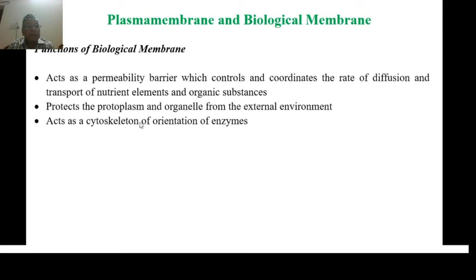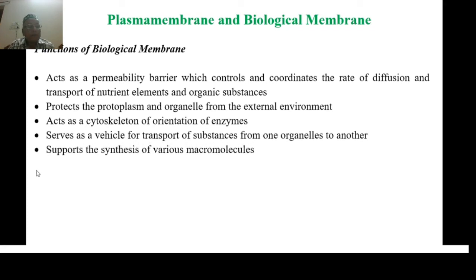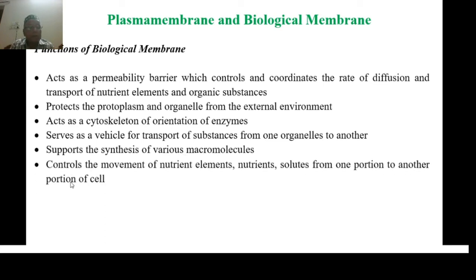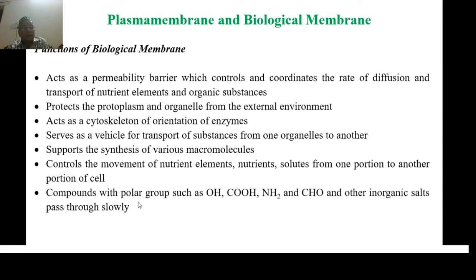Act as a cytoskeleton for orientation of enzymes. Serve as a vehicle for transport of substances from one organelle to another. Supports the synthesis of various macromolecules. Controls the movement of nutrient elements, nutrients, and solutes from one portion of the cell to another. Compounds with polar groups such as hydroxyl, carboxyl, amide, and aldehyde, and other inorganic salts pass through slowly.